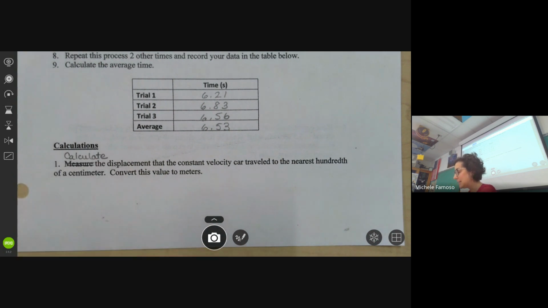We're going to make some changes. Let's change question 1. So it reads, calculate the displacement that the constant velocity car traveled. And according to the precision in the question, we're going to go to the 100th of a centimeter. And then we're going to convert that to meters.